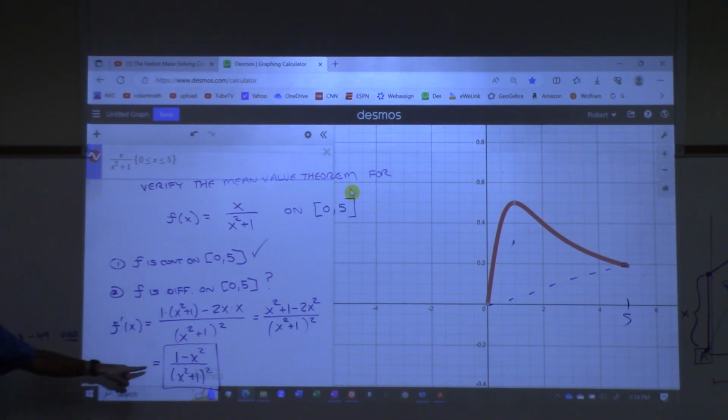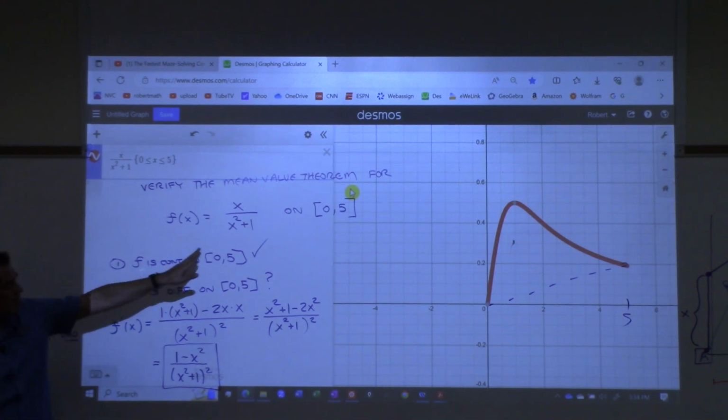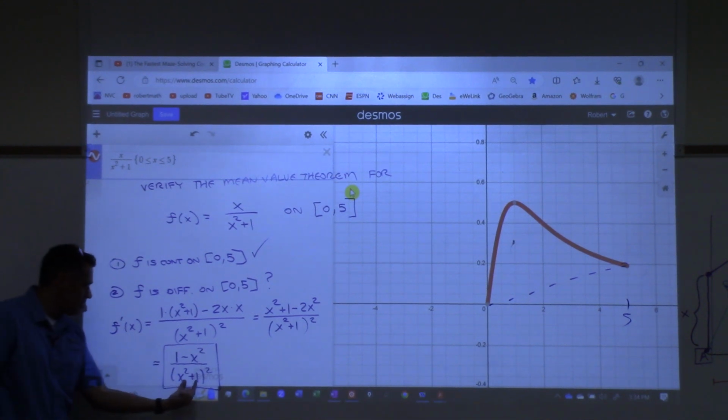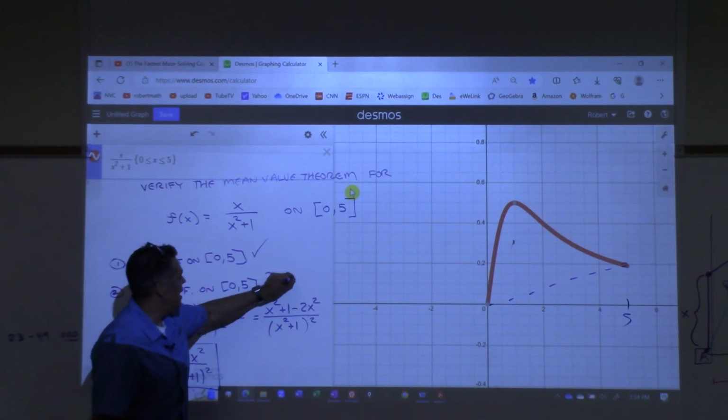When we look at this, we've got to make sure we can plug every number between 0 and 5 into this without a problem. So again, the only issue I'd have to worry about is division by 0 here, right? And the only way that's happening is if this is 0, and that's never happening. So is this differentiable? Yes. Okay.